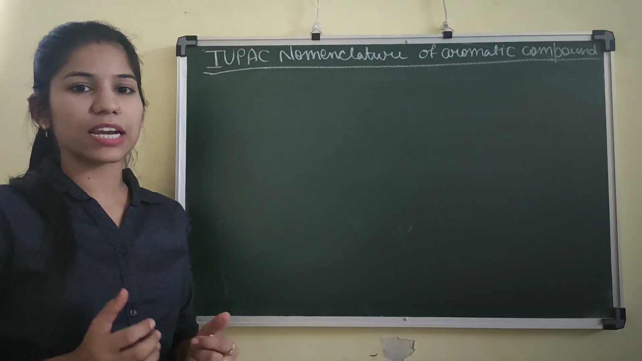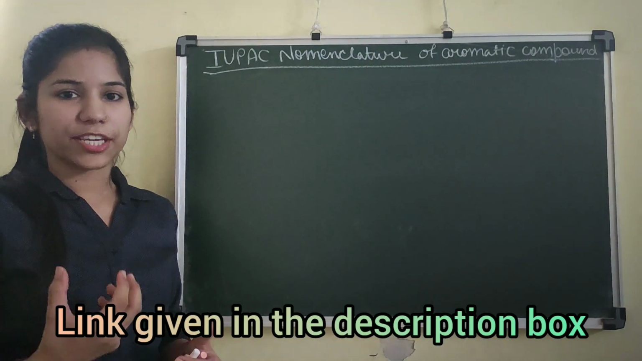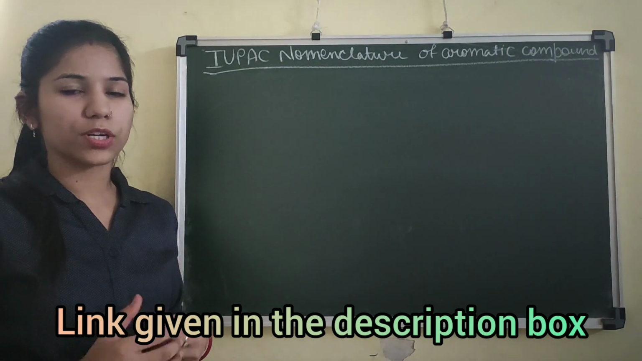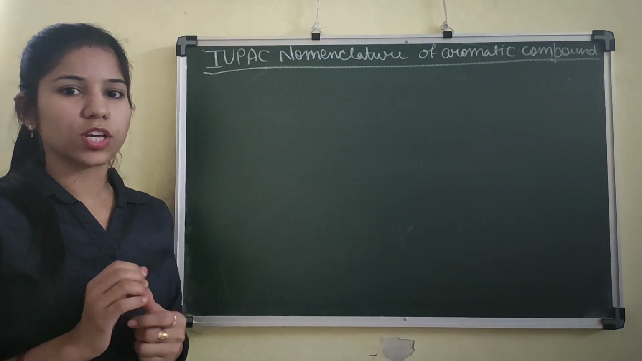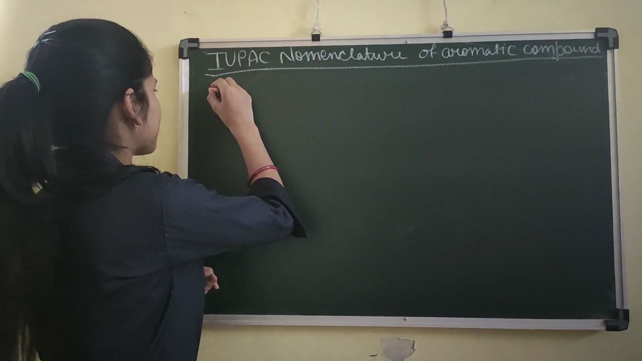In this video, we are learning IUPAC nomenclature of aromatic compounds and their rules. The IUPAC nomenclature for aliphatic compounds was discussed in the previous video, and the link is given in the description box. So check out that video, and let's start with hydrocarbons.